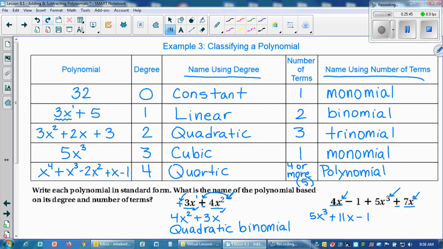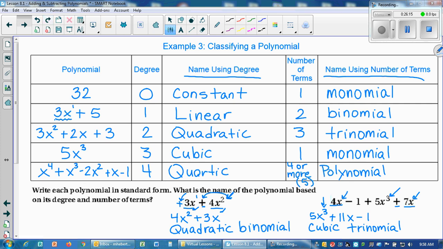Again, to name my guy, I need to first start off by using his first name, which is using the degree. So the highest degree we have is a 3. So I go to degree of 3 and look on my chart and see that that is a cubic. Then I need to find his last name by determining the number of terms. I have 1 term, 2 terms, 3 terms, meaning this is a trinomial. So what we are looking at is a cubic trinomial.